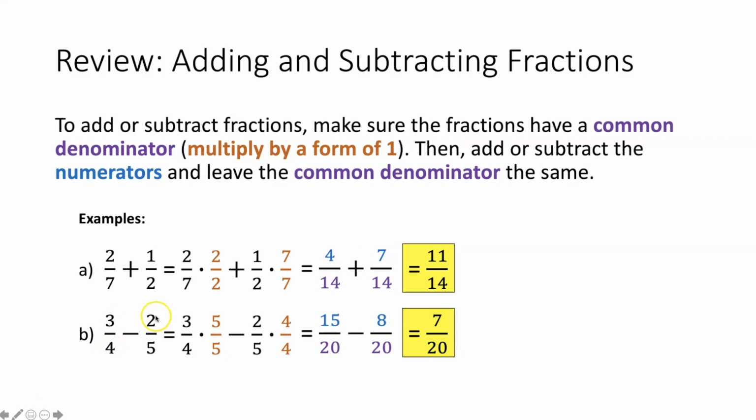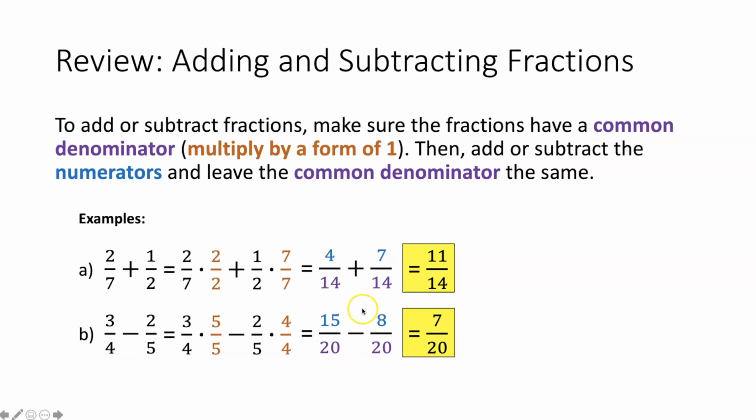When adding 3/4 and 2/5, what's the least common denominator between 4 and 5? That would be 20. So we're going to multiply our first fraction by 5/5. That would be a form of 1. That gets our denominator to be 20. Then we're going to multiply our second fraction by 4/4. That's a form of 1 and gets our denominator to be 20. We then subtract our numerators, because we're subtracting in this case, and leave our common denominator the same.